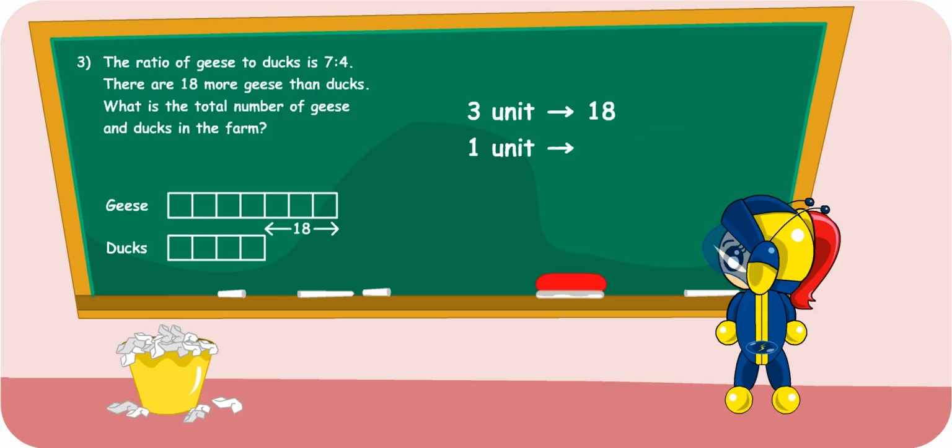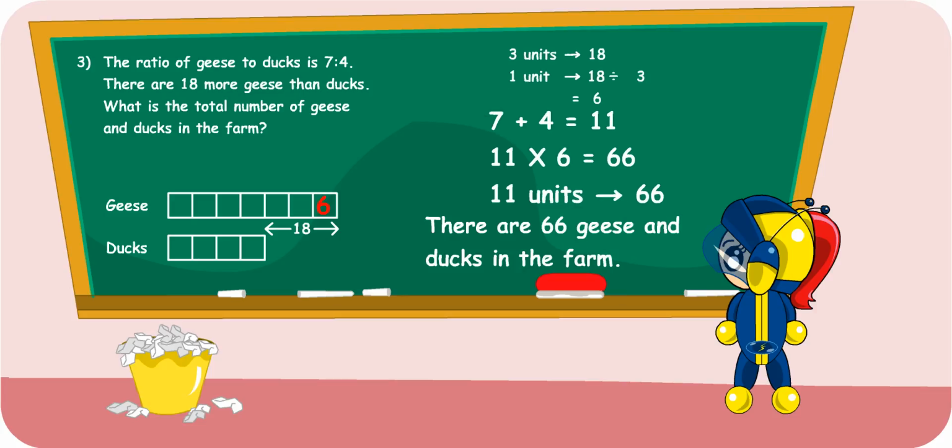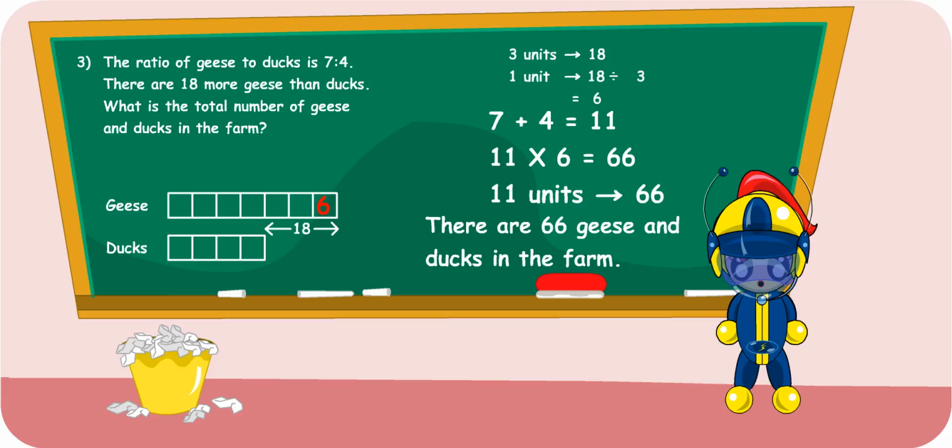Therefore, 1 unit represents 18 divided by 3, which is 6. Since there are 7 units of geese and 4 units of ducks, the total number of units is 7 plus 4, which is 11. 11 times 6 equals 66. Therefore, 11 units represent 66. There are 66 geese and ducks in the farm. Okay, teacher. I think I know how to solve problems involving ratio now.